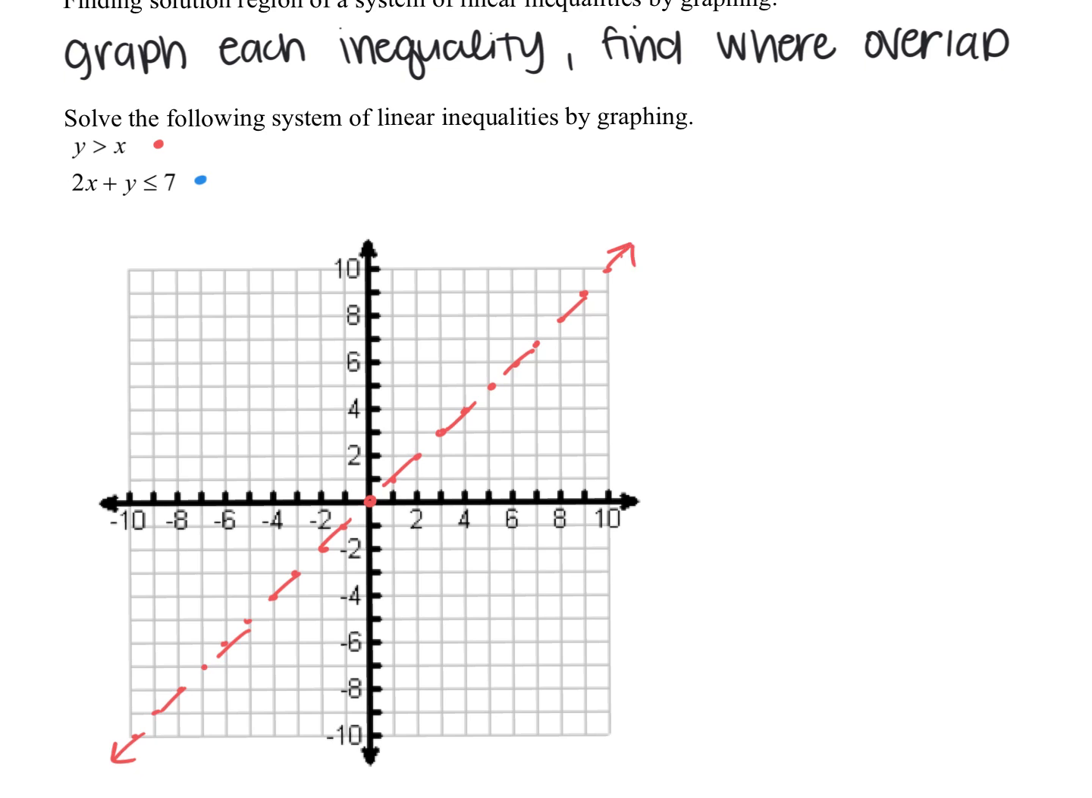Now when I'm looking for my solution region here, I can't test the point 0, 0 because it is on my line. I would choose just another point on the y-axis just to make life easier. Like I'm going to test the point 0, 4. So 4 is greater than 0 would be my inequality, which is true, which means I would be shading everything above the line.